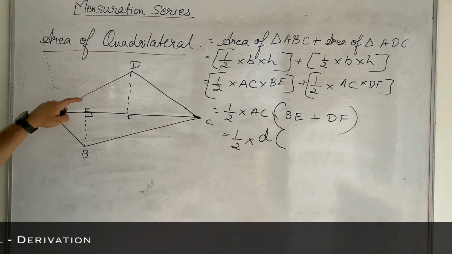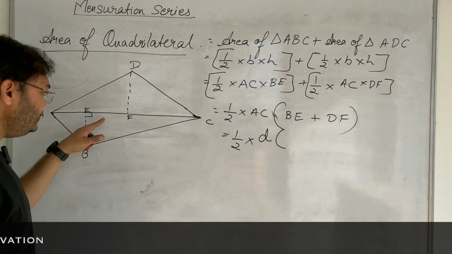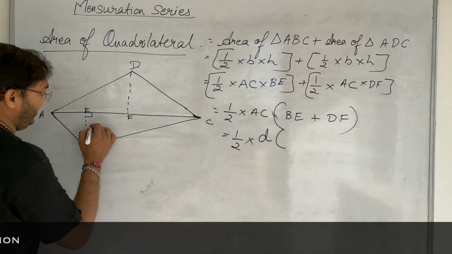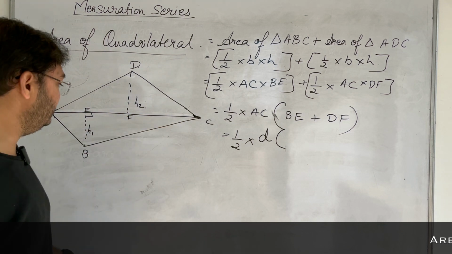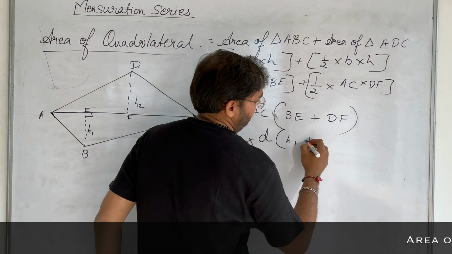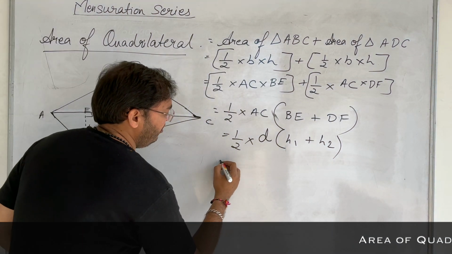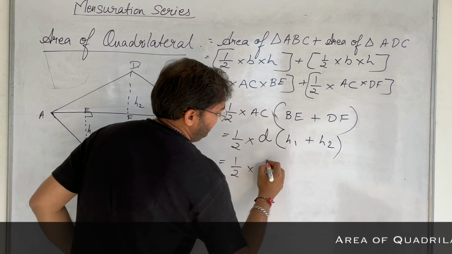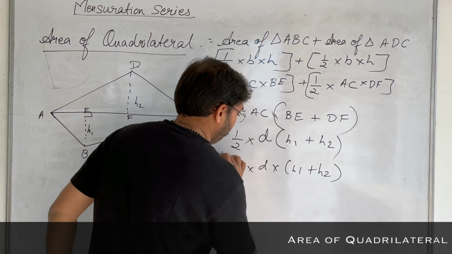BE is my height. Same way, DF is also my height. That means both are heights. Then can I name this as height 1 and this as height 2? That means BE is my height 1 plus DF is my height 2. That means the formula is half into diagonal into height 1 plus height 2.